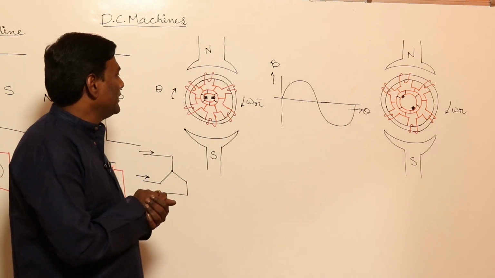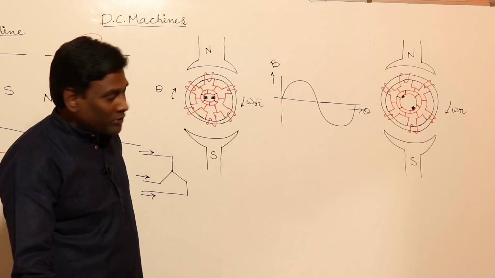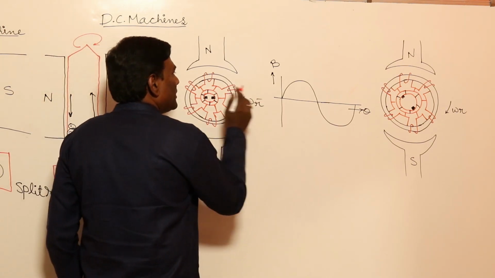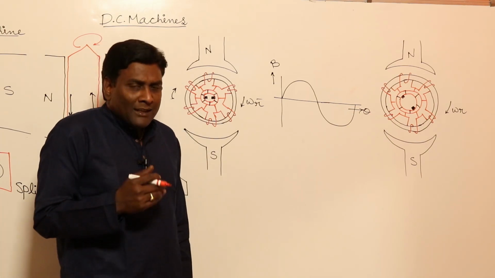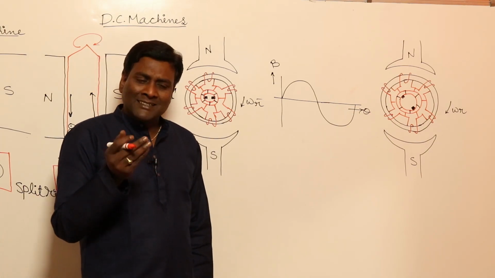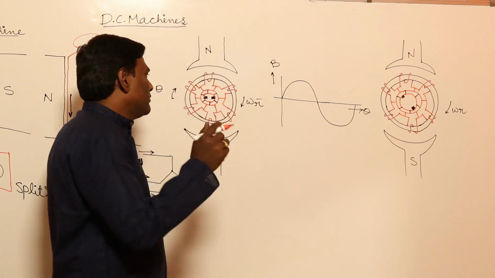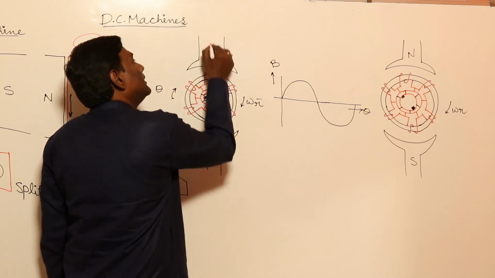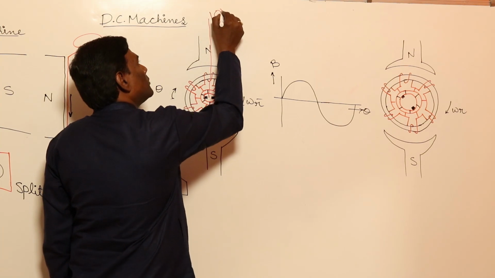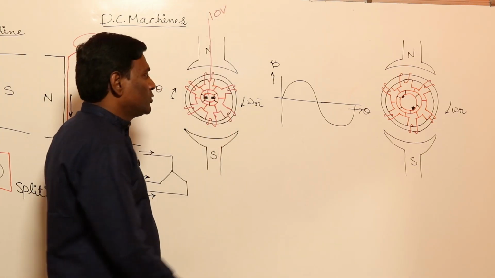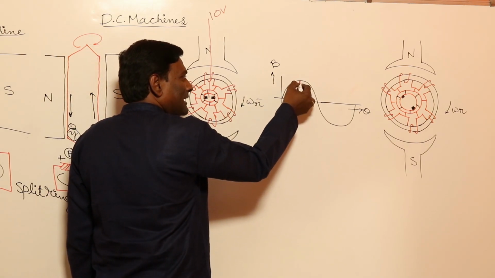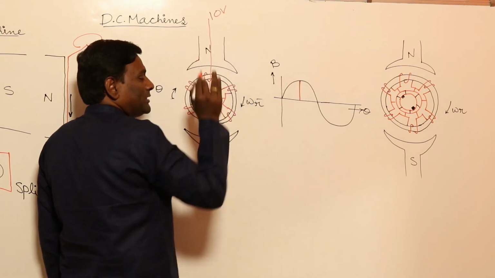Let us see. Basically, if I think of a sinusoidal flux density wave, for example, my induced voltage in a conductor is directly proportional to flux density. If flux density is more, induced voltage will be more. If flux density is less, induced voltage is going to be less. For example, here induced voltage is 10 volts because of maximum sinusoidal flux density.